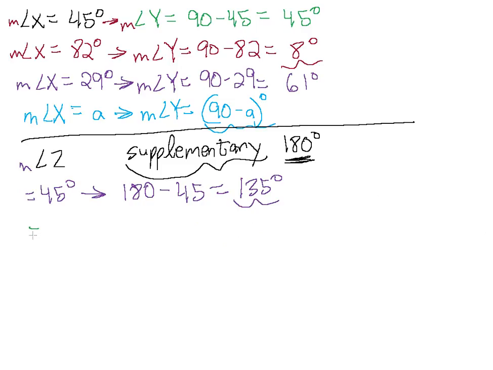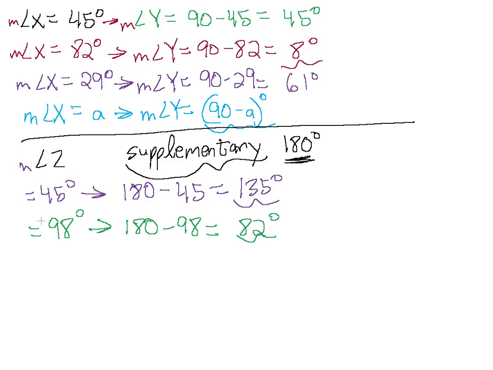Let's say the measure of angle Z is 98 degrees. We want to know what is the measure of the angle supplementary to angle Z. So all we do is subtract 98 degrees from 180, and that'll give us 82 degrees. Let's take a look at another one.